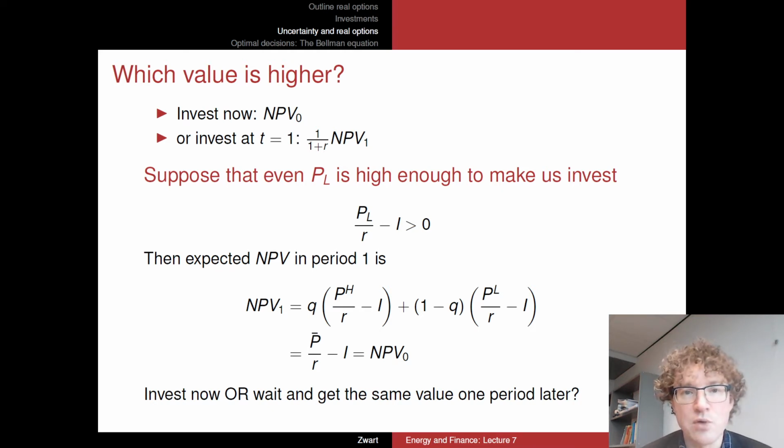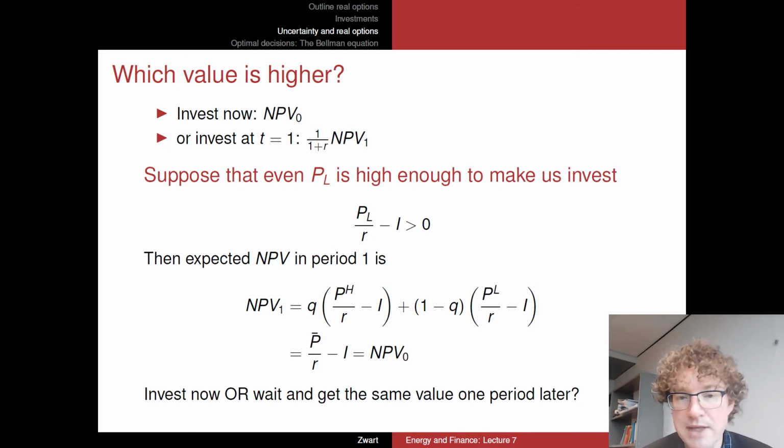So let's assume that in all cases, the high scenario is, of course, going to be very large, so we'll make the investment certainly. But now we have to look at what happens in the low scenario. Suppose that even this low price, PL, is high enough to cause a positive NPV in period 1, so that PL over R minus I is indeed a number bigger than 0. Then we know what this expected NPV in period 1 is. That's again the weighted average of the high NPV, PH over R minus I, and the low NPV, PL over R minus I. Both of these are positive.